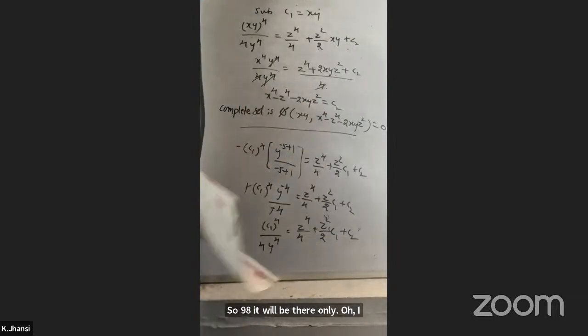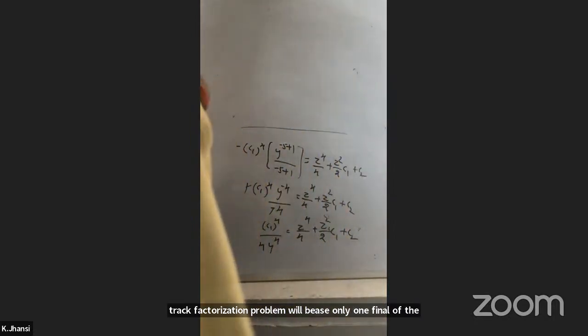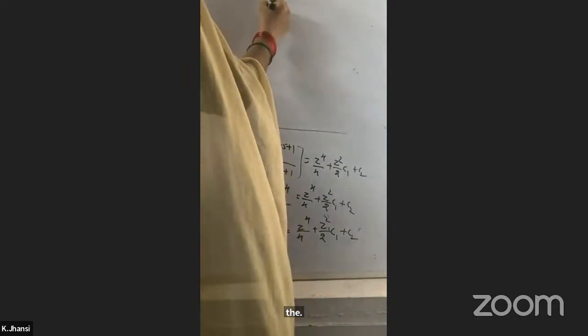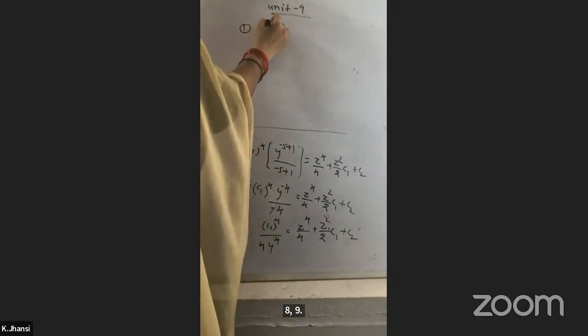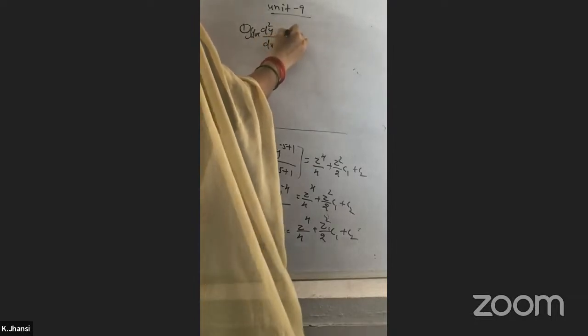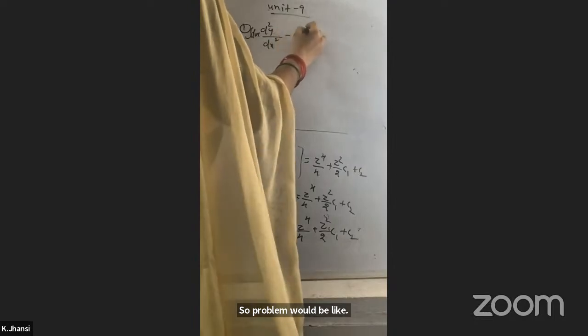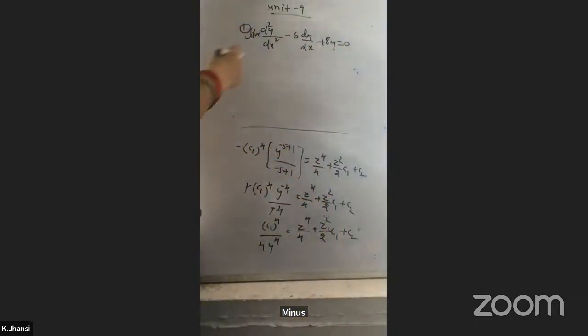I have told homogeneous linear differential equations of second and higher order. To find the factorization is there, no? That factorization problem will be there. Only one 5 marks problem will take this one. So unit 9. So the problem will be like this. Solve d square y by dx square minus 6 dy by dx plus 8y equals to 0. Okay. The question will be asked like this.